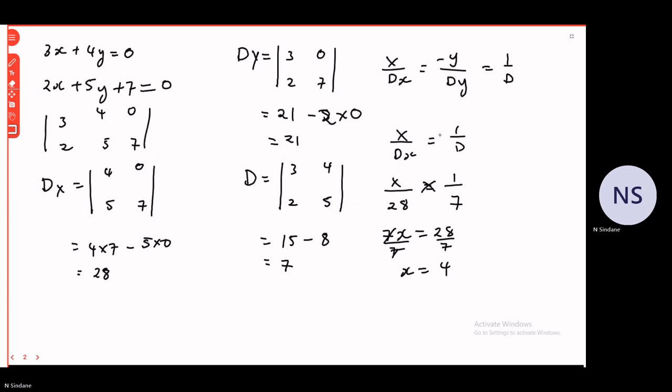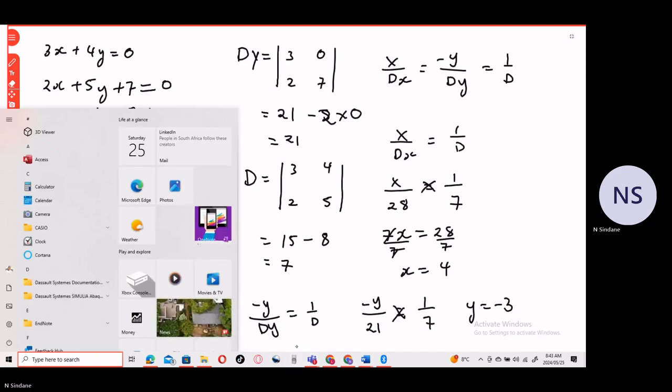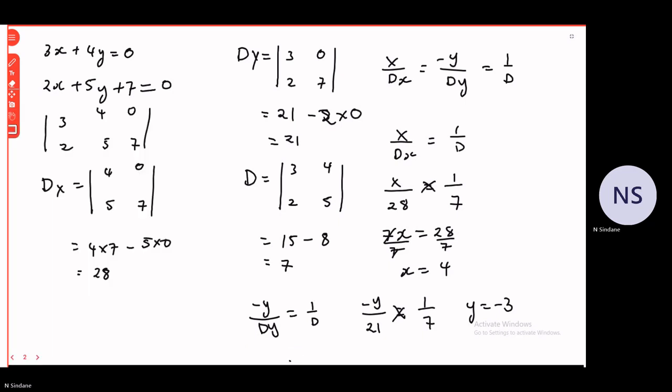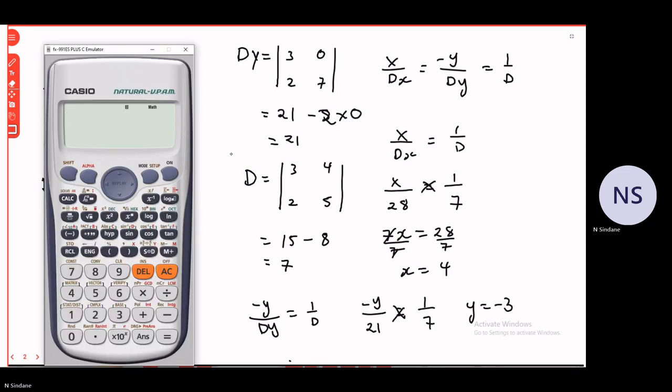And then let's check the value of y. I have minus y over dy, which is equal to 1 over d. Minus y over 21 is equal to 1 over 7. Cross multiply, then y will therefore be negative 3. y will be negative 3, and then we can just try to prove it. See, what do we get as our solution?